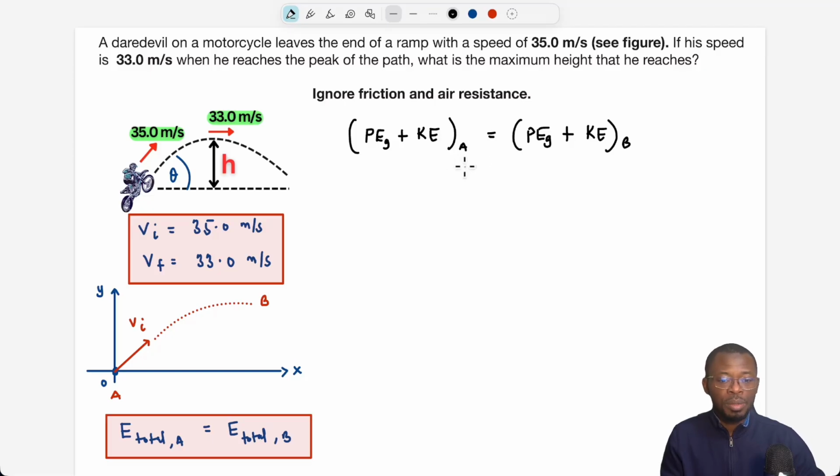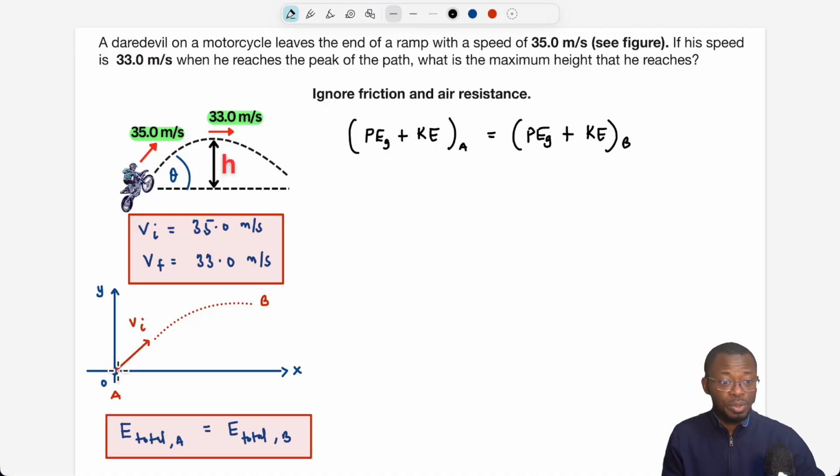So that's why we are able to equate the total energy at point A to be equal to the total energy at point B. So potential energy, that is the energy possessed by this motorcyclist due to his position, all right? So at point A, his position is at the 0 position. That is the importance of using the coordinate system.